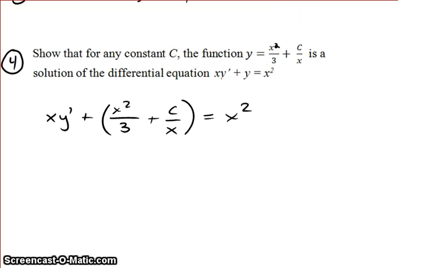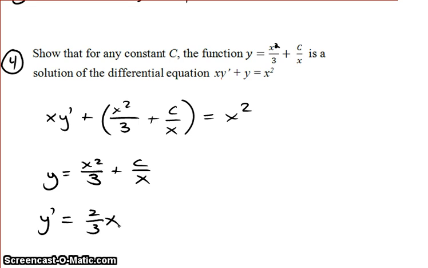So we have to go back to our derivative rules for this. If y equals x squared over 3 plus c over x, then y prime is going to be, if we do the power rule here, 2/3 x to the first, and then c over x is the same thing as c times x to the negative 1. So if we apply the power rule to that, we get minus c x to the negative 2. We bump the exponent down a notch.